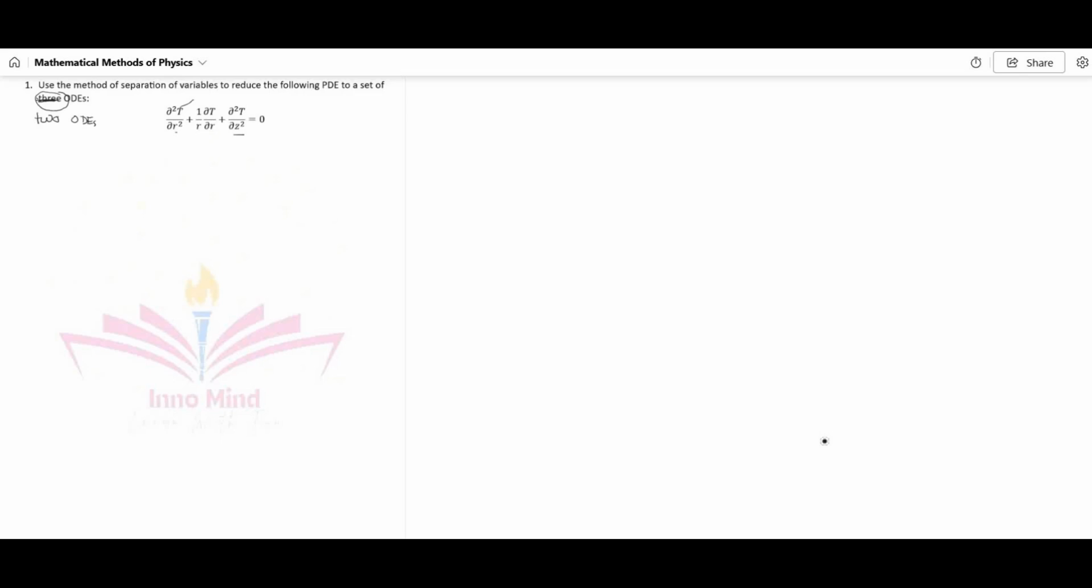First, we have to write the equation. What equation is given to us? Del square T by del r square plus 1 by r del T by del r plus del square T by del z square is equal to 0. This is the given equation. Let us take it as equation number 1. Okay, now we have to reduce it into two ordinary differential equations. This is the given partial differential equation.